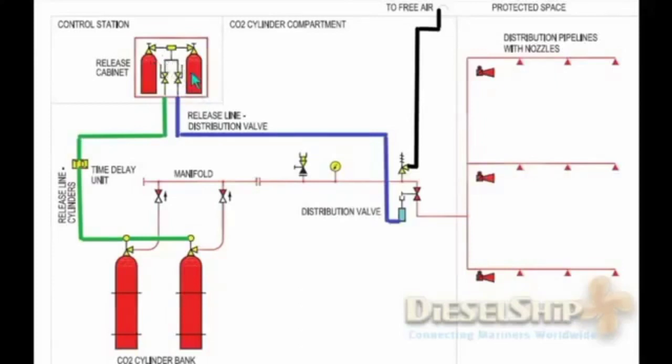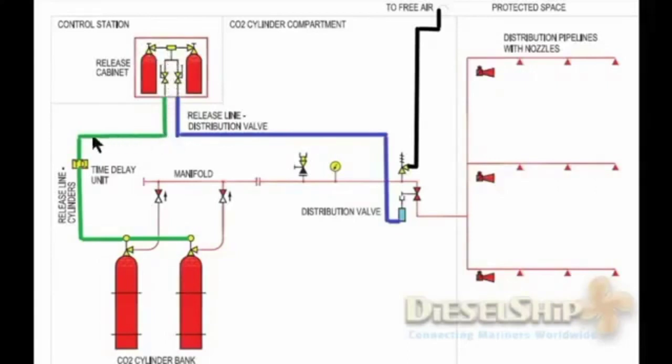So we have two bottles, out of which we are always going to use only one bottle. One bottle is considered to be a spare. We are not going to use both the bottles. So there is a valve over here. You have to open this, and then there are two valves.